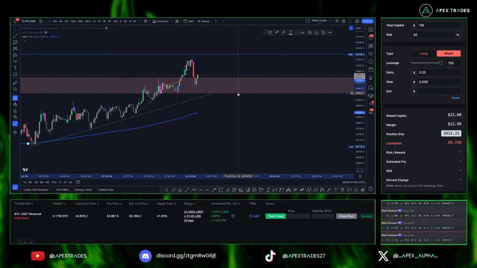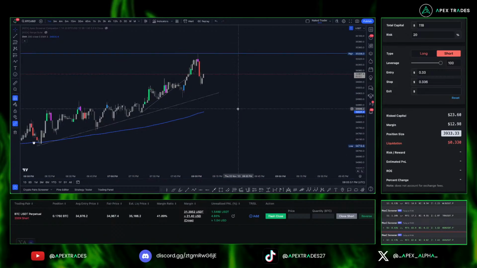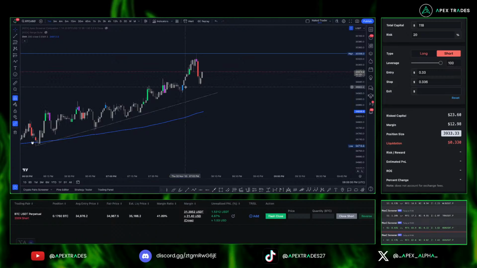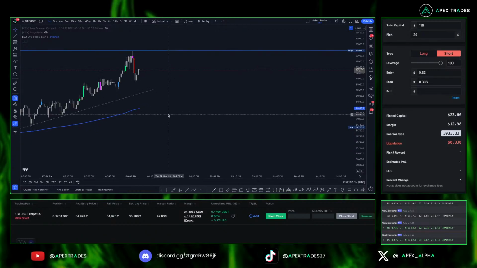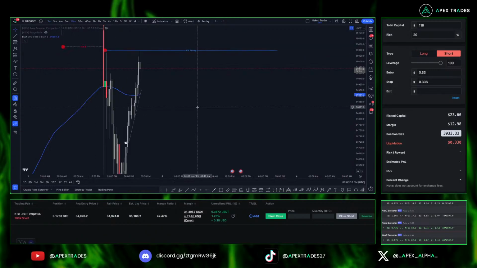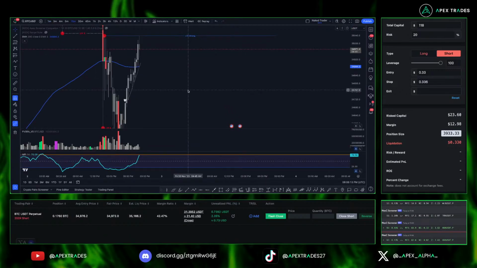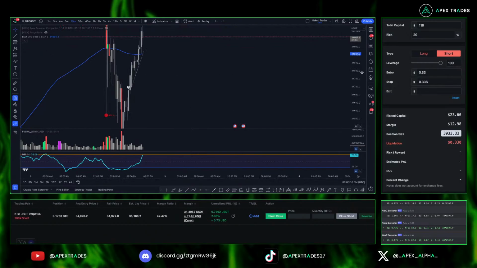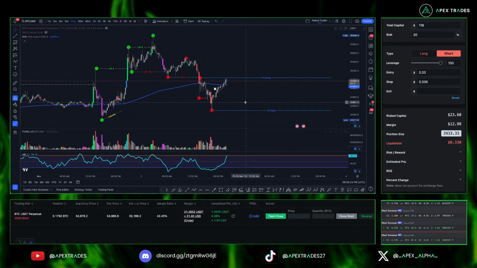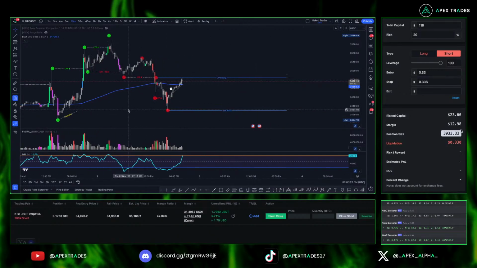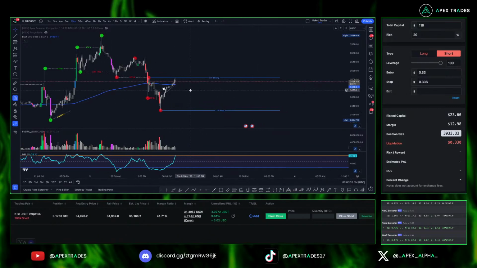Get rid of that zone now. Immaterial. Get rid of that. So it bounced twice off the 200 EMA on the 15-minute.